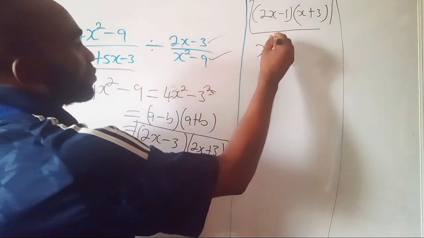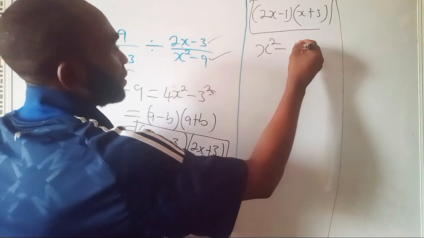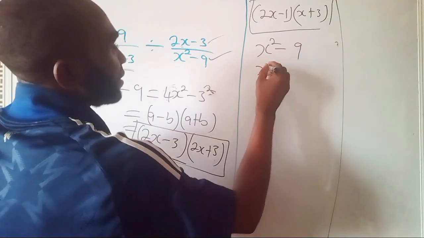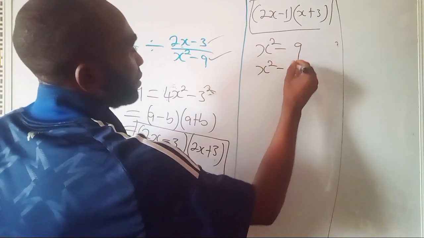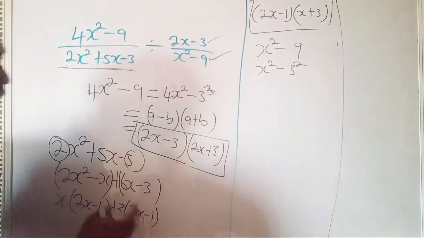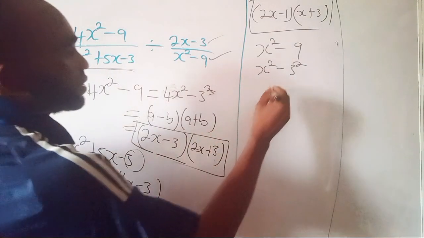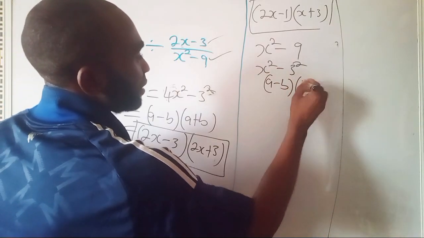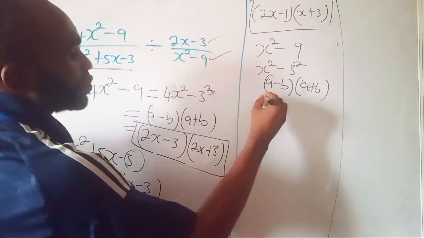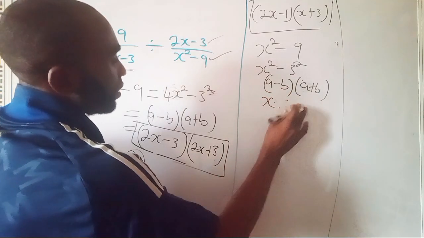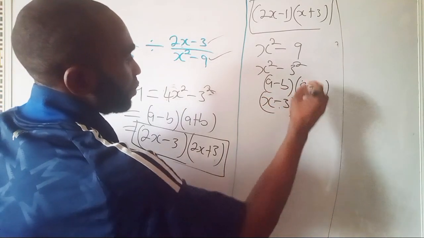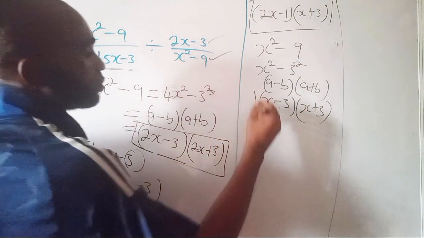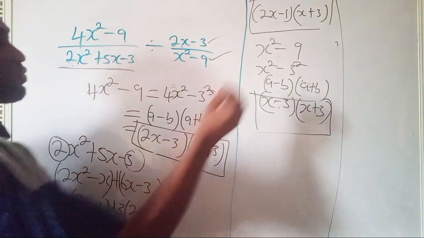Let's factorize this one as well. x squared minus 9 is the same thing as x squared minus 3 squared. This is a difference of two squares. As I explained before, you're going to have something like a minus b and a plus b, which means we are going to have x minus 3 and x plus 3. So this is what we factorize for this.